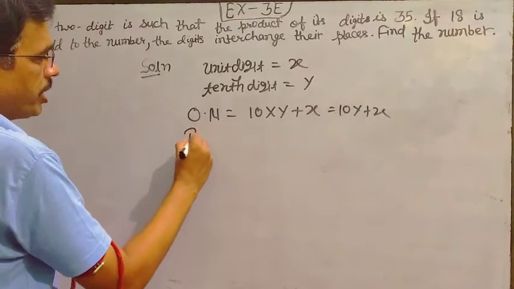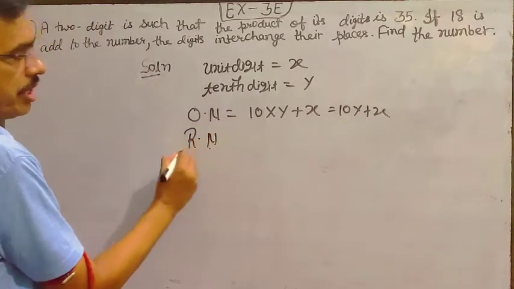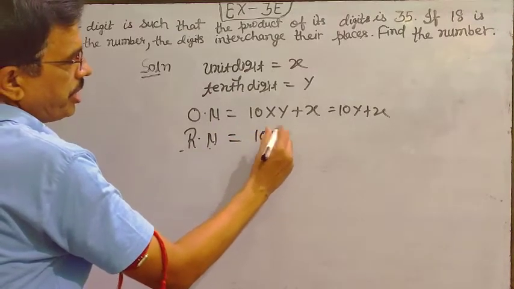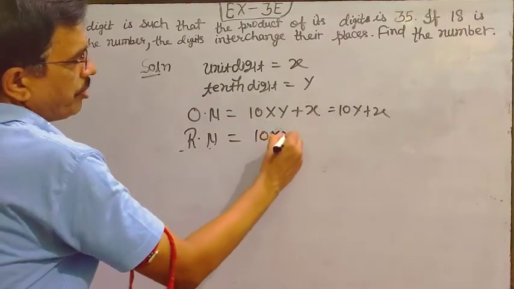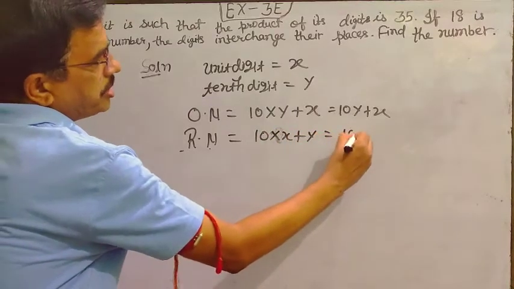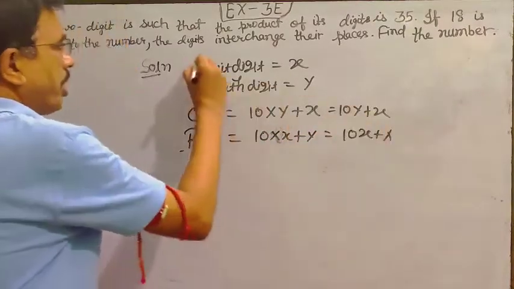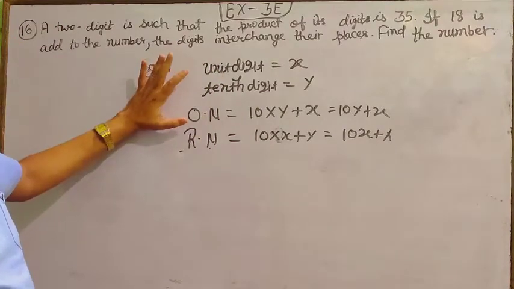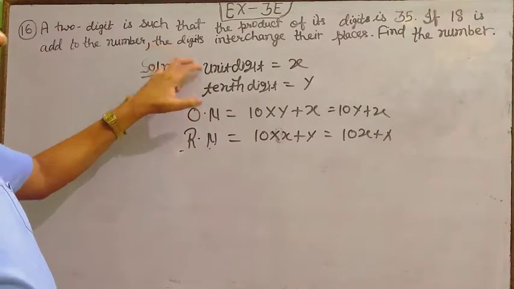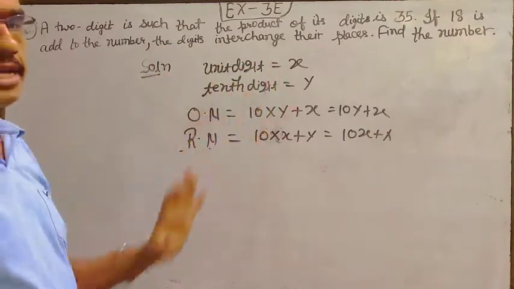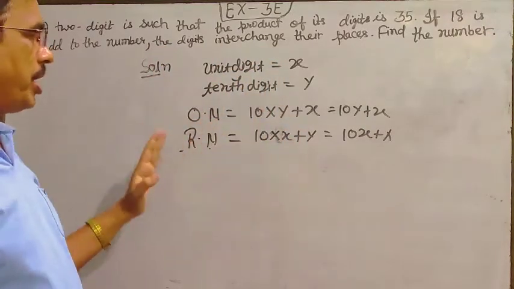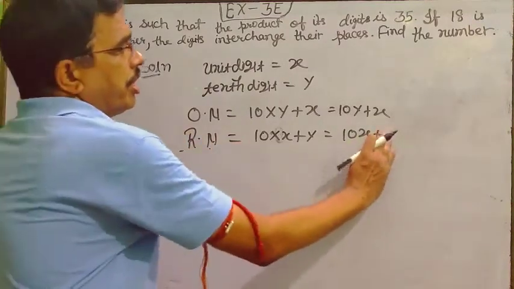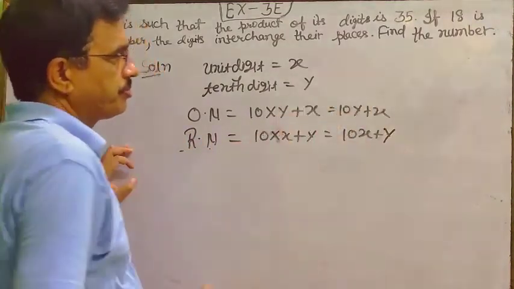And what is the interchanged number? The interchanged number is the other number, the reversing number. So reverse the digits, that is 10 into x plus y, that is 10x plus y. So dear student, first write these four parts. If your question is related to a two-digit number or reversing number, first you write unit digit, then write tens digit, and then original number, and lastly you write the reversing number. It is also called the interchange number.